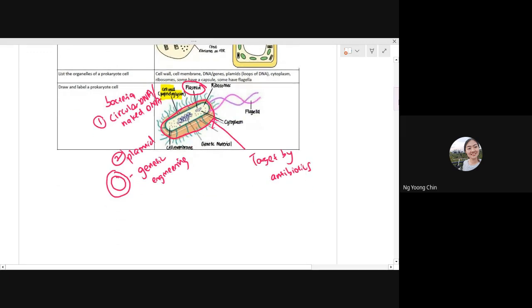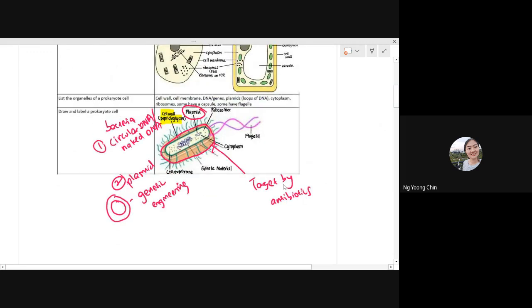Okay. Because IGCSE has asked this kind of question before. How do antibiotics kill bacteria? So antibiotics target the cell wall of bacteria, and then they cause lysis of the bacteria.